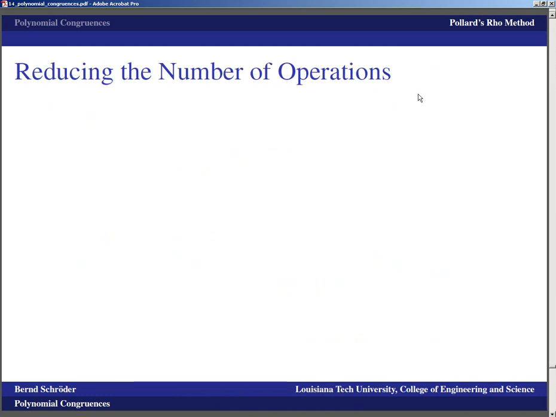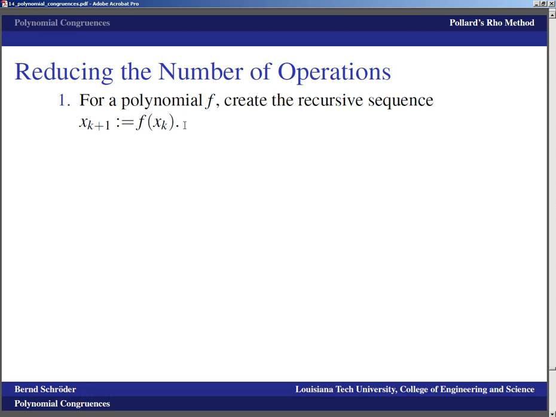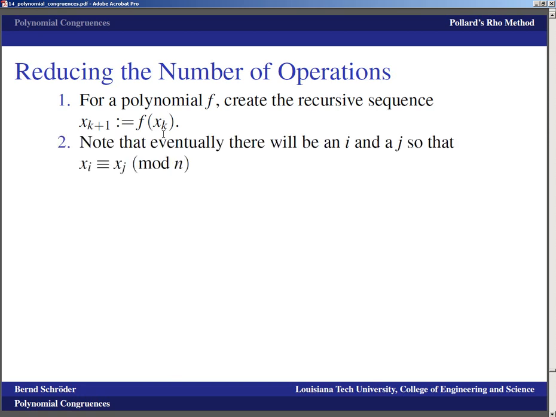Okay, so now let's try to reduce the number of operations a little bit to just generate all these numbers. And so for a polynomial f, we would create a recursive sequence, xk plus 1 being f of xk. And eventually there will be an i and a j, so that xi is equivalent to xj modulo n. And from there on, of course, xi plus z will be the z-th power of the polynomial applied to xi. So this is the polynomial applied to xi consecutively, z times. So it's f of f of f of xi, and so on.